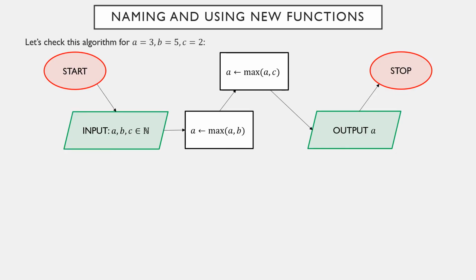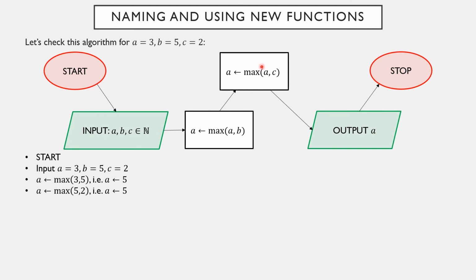So let's check it. Let's input a equals 3, b equals 5, and c equals 2. We start at the start. I move here and input what I said I wanted to, so now a is 3, b is 5, c is 2. What I now do is compute the maximum of a and b. a was 3 and b was 5, so what's the maximum of that? 5. And now that's the value of a.